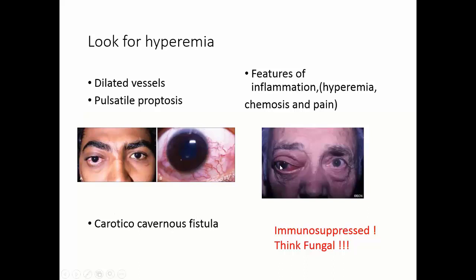I told you to look for features of inflammation. This is why. This is an older person who presents with proptosis, and you can see some hyperemia. Hyperemia can also occur in thyroid eye disease, but in this particular person who is immunosuppressed, this could be a fungal infection, because this patient not only has proptosis and diplopia and ptosis, he also has chemosis and severe pain. So not severe, sometimes pain, sometimes severe.